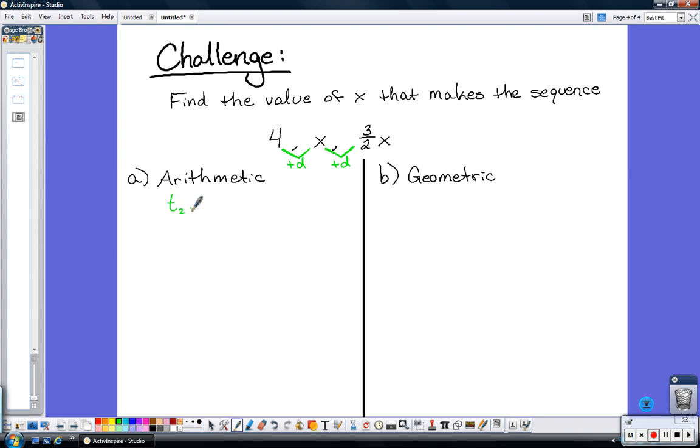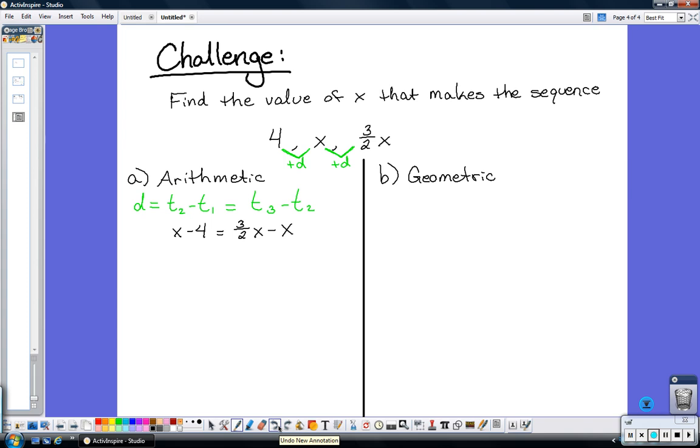If we take term 2 and subtract term 1, that's got to give the same thing as term 3 minus term 2. The reason those have to be the same is that they're both equal to d, which is the common difference. So substituting in the values here, we get that x minus 4 equals 3/2 x minus x. I've just taken a term minus the one before it, and another term minus the one before it. Those differences must be the same.